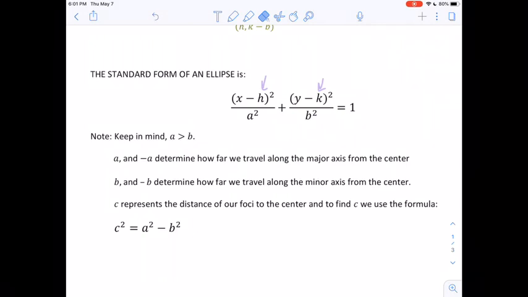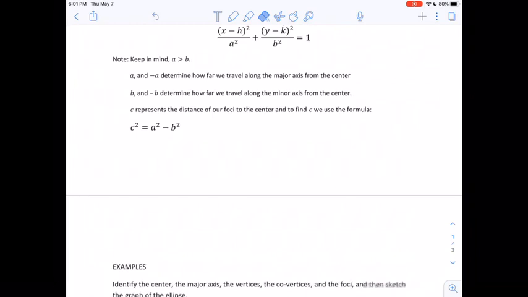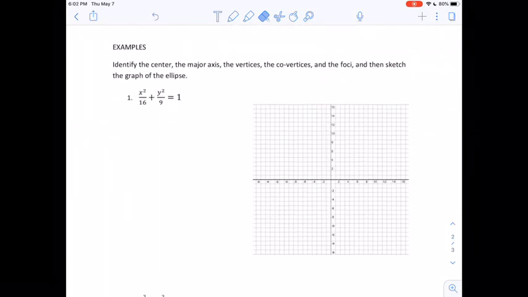And b determines how far we travel along the minor axis, so the smaller axis. And c represents the distance of our foci from the center. To find c, we use this formula: c squared equals a squared minus b squared. This probably reminds you of the Pythagorean theorem, but the reason the variables are switched around a little bit is because a is actually bigger than both b and c. All right, so let's get into the actual examples.